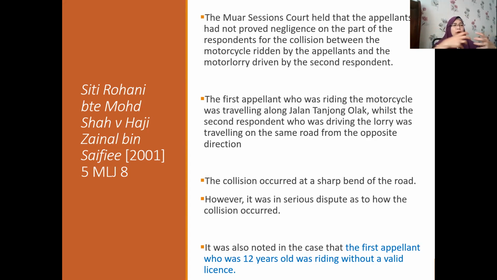Both gave contradictory stories, because they wanted to maintain that they were not guilty. Who caused the accident actually? The court also noted that the first appellant was underage. He was 12 years old. He was riding without a valid license. Of course, you don't have a valid license if you are 12 years old.